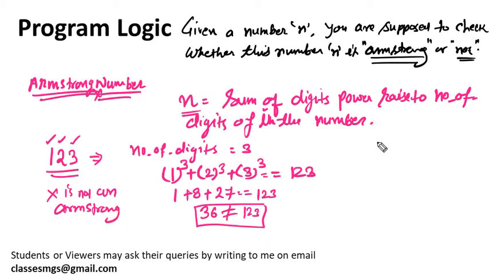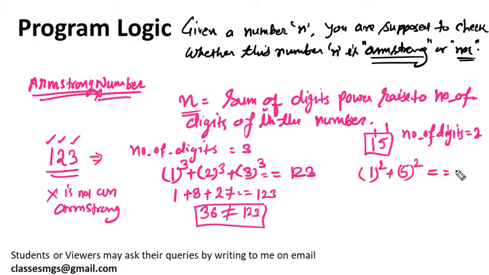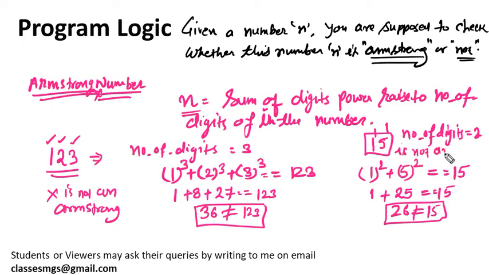Now let's suppose you entered a 2-digit number, say 15. How will you check? First calculate the number of digits. There are 2 digits in this number. So you need to square each digit and add them, and then check whether the sum is equal to 15 or not. 1 squared is 1, 5 squared is 25, so the sum is 26, which is not equal to 15. So 15 is not an Armstrong number. This is how you can see it.